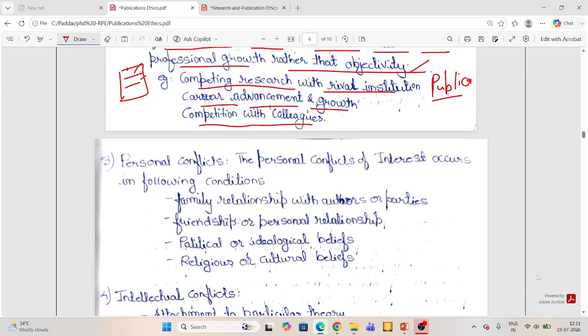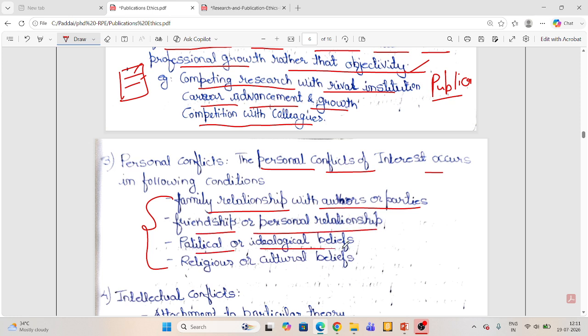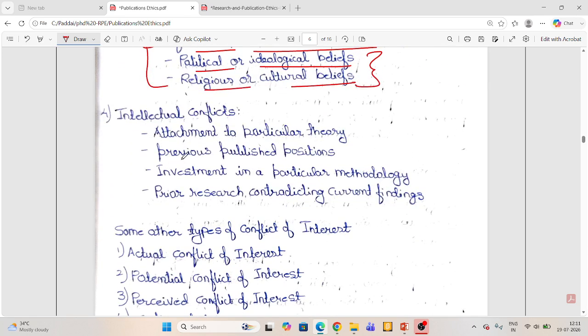Then comes personal conflict. Personal conflict arises in the following conditions: family relationship with an author, friendship or personal relationship, political ideological beliefs, religious and cultural beliefs. These are self-explanatory. If you vary in your cultural belief and you are associating with a certain research work, definitely it will create a conflict. Then comes intellectual: attachment to a particular theory.